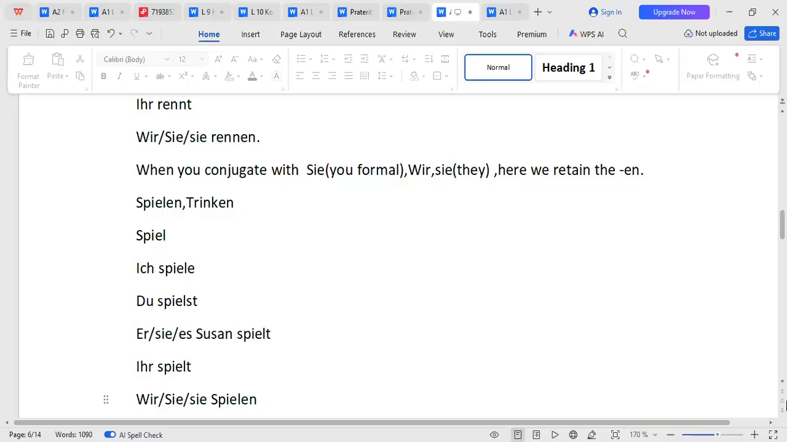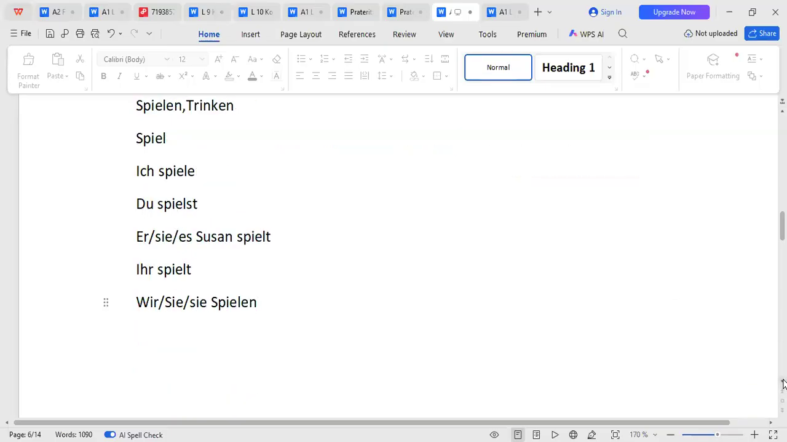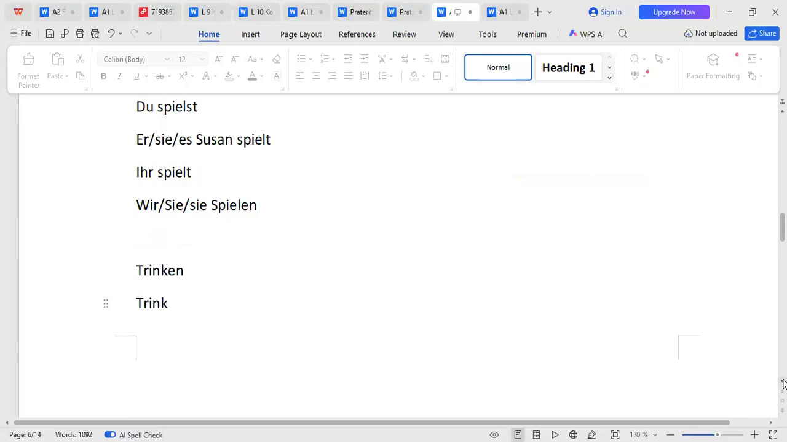That is how you do it. If you have trinken, trinken is to drink, students. It is quite simple. Just remove the en ending and you have trink. Now distribute it according to the subject.